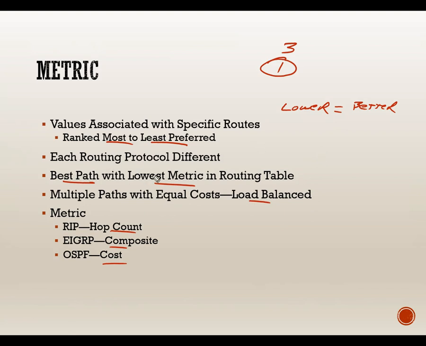And then this one, the best path with the lowest metric in the routing table, and also with the lowest administrative distance. It's going to use the best of everything. So we use the lowest administrative distance and the lowest metric as the preferred route.